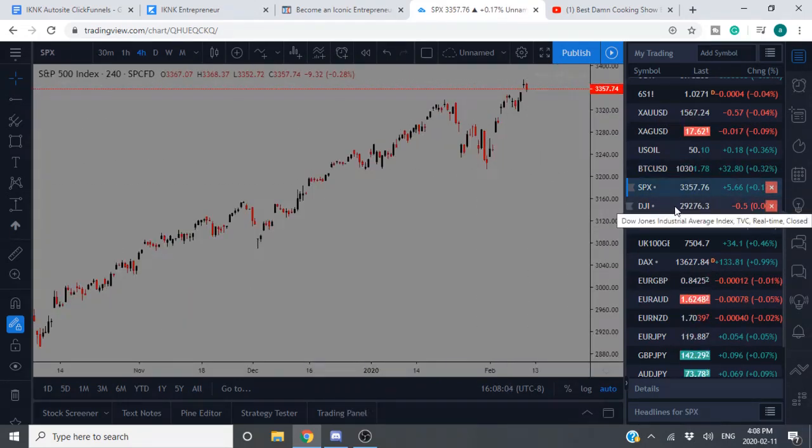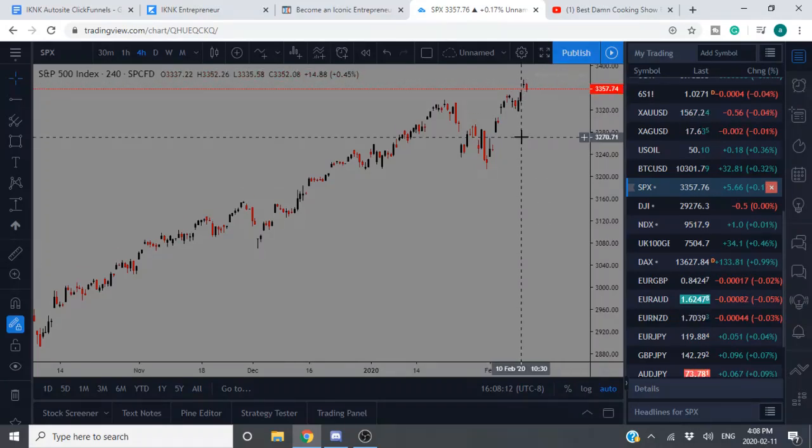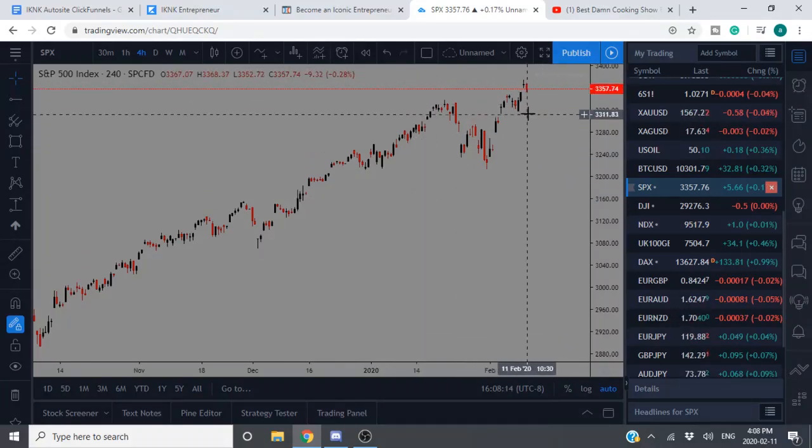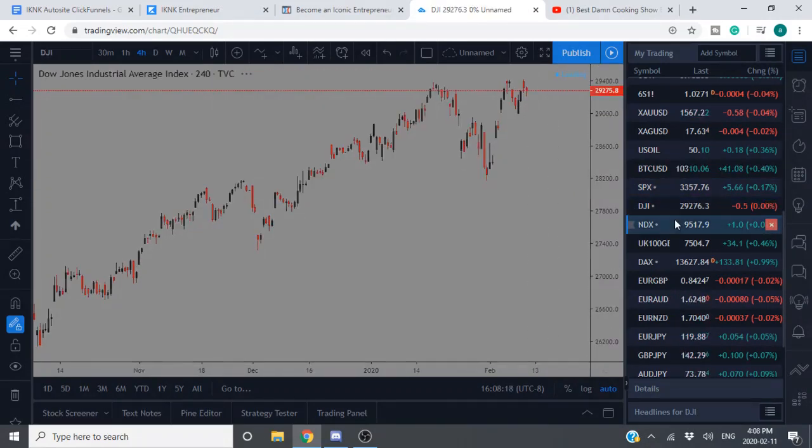S&P, Dow Jones, Nasdaq, we're at all-time highs. You guys hear me say it all the time. Buy pullbacks. Just trying to buy pullbacks to swing highs, swing lows. Higher highs, higher lows. You guys know what I mean. Back into demand zones. That's how we play.